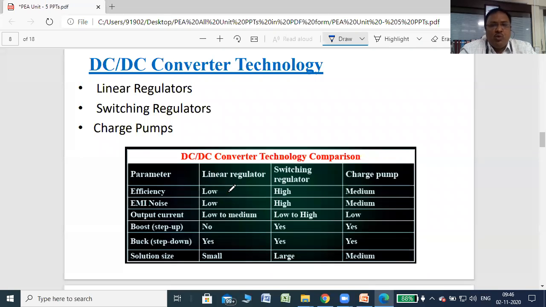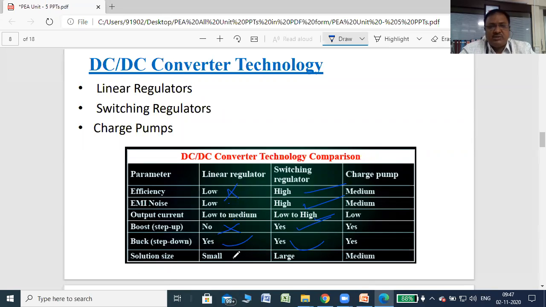So efficiency is low for a linear regulator, and for a switching regulator the efficiency is high. EMI noise is low for the linear regulator, but here it's high. Then output current is low to medium, here low to high. Boost step up is not possible in a linear regulator, but it is possible in a switching regulator. Buck step down is possible in both. The linear regulators are the regulators available in our laboratory. Those regulators are not step up regulators, they are only step down regulators, right?